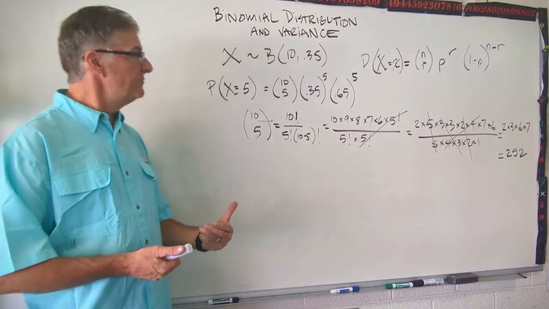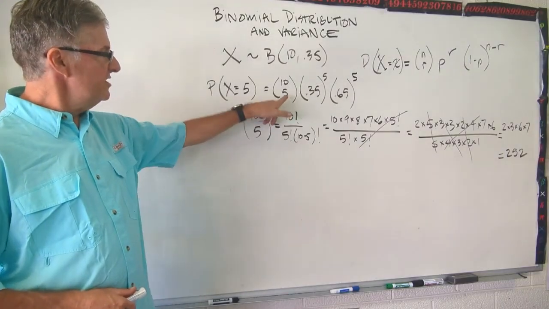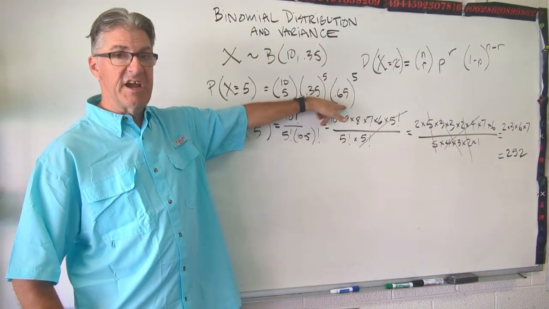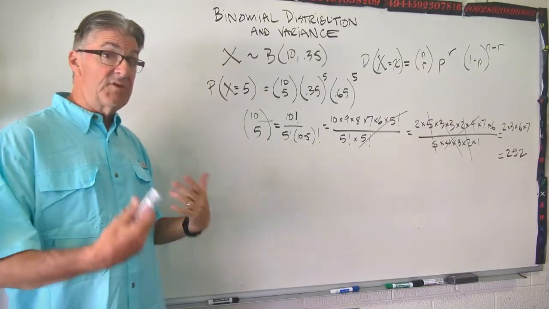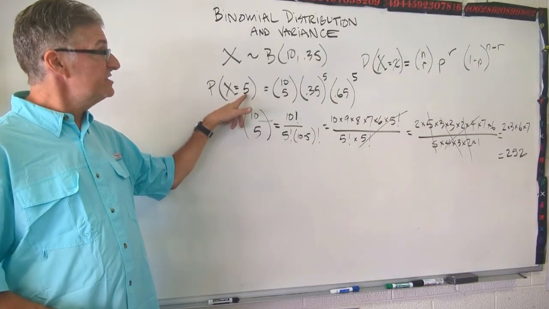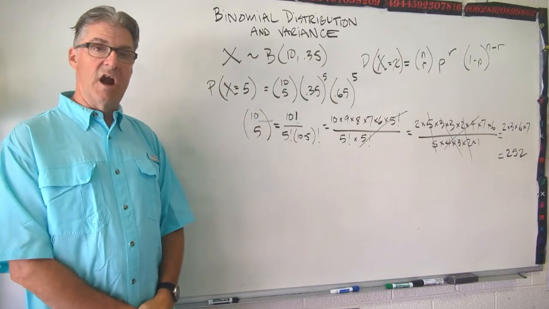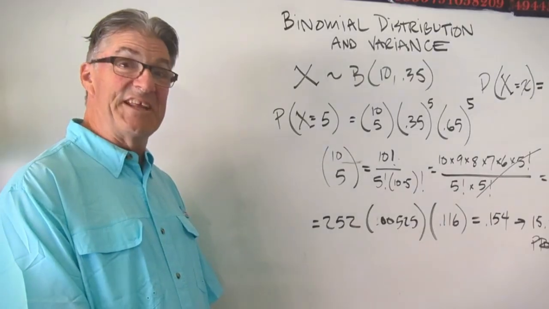Okay, next prompt. Finish this problem up. You know this term. You can do these pretty quickly on your calculator. Finish that up and find the probability that we're going to get exactly 5 successes in 10 trials in our binomial distribution. Okay, let's see how you did.